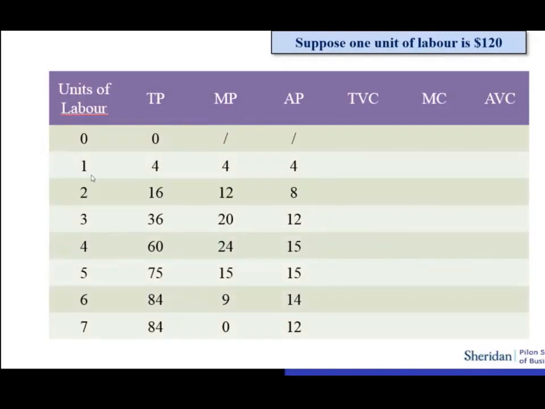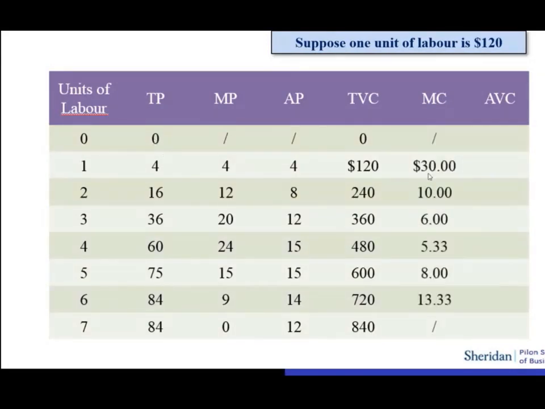So what would the total variable cost be for the first unit of labor? Anyone? Yep, that's right, 120. And this is going to go up by 120 each time because that's how much a unit of labor is. And marginal cost is the change in total variable cost with respect to a change in output. So when we hire the first worker, we get 4 units of output. We take 120, which is the difference here, and divide it by 4, which is the difference here. So the marginal cost of the first unit is $30.